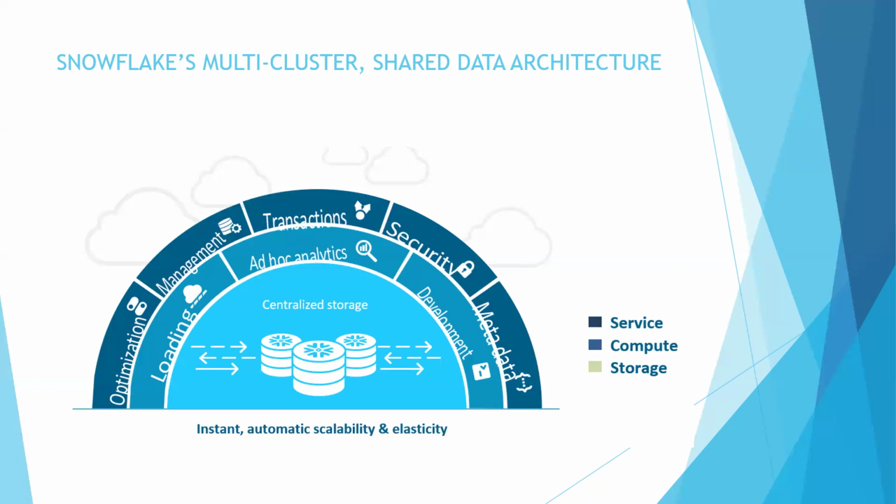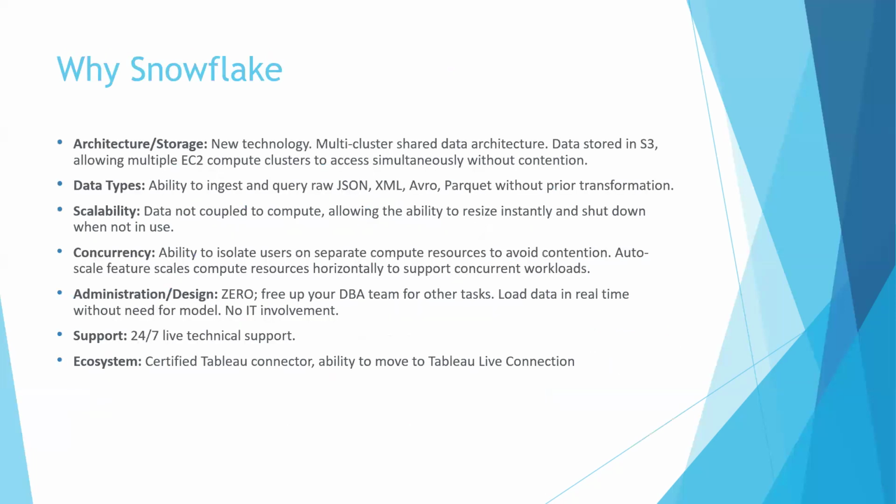Okay. Now, we discussed about very basic level of features which Snowflake is offering. There are so many other features where Snowflake is becoming unique here. The first and foremost thing is, which we discussed just now, the architecture. The architecture is like a multi-cluster shared data architecture where the data is stored in S3 and which will allow multiple EC2 compute clusters to access the data simultaneously without any contention. So data will be stored in S3 bucket and compute clusters will be maintained by EC2 instances.